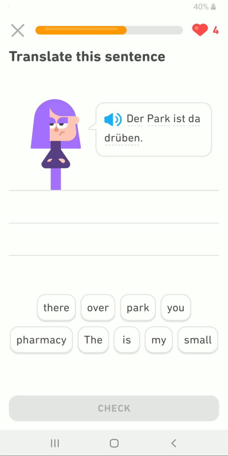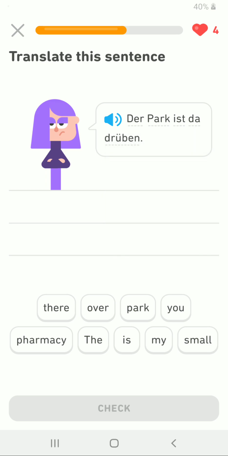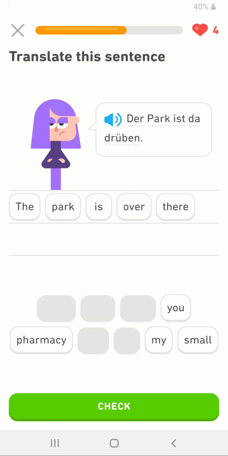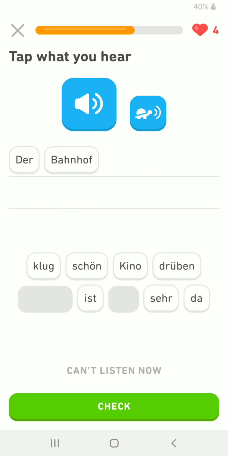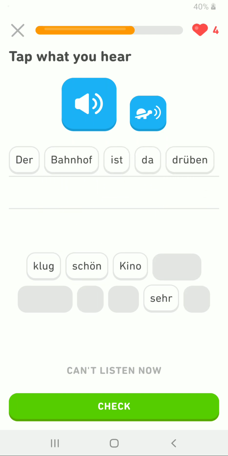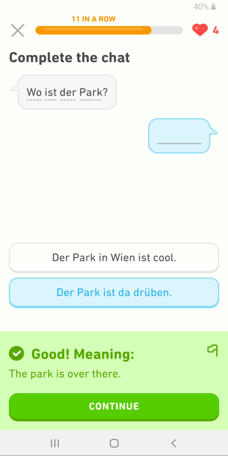Okay, so what is da? Just da. Over there, yeah. Drüben. Der Park, the park is over there, so is da drüben. Der Bahnhof ist da drüben. And wo ist der Park? Where is the park? Der Park ist da drüben. Yeah? So drüben means over there, da. Okay, drüben.